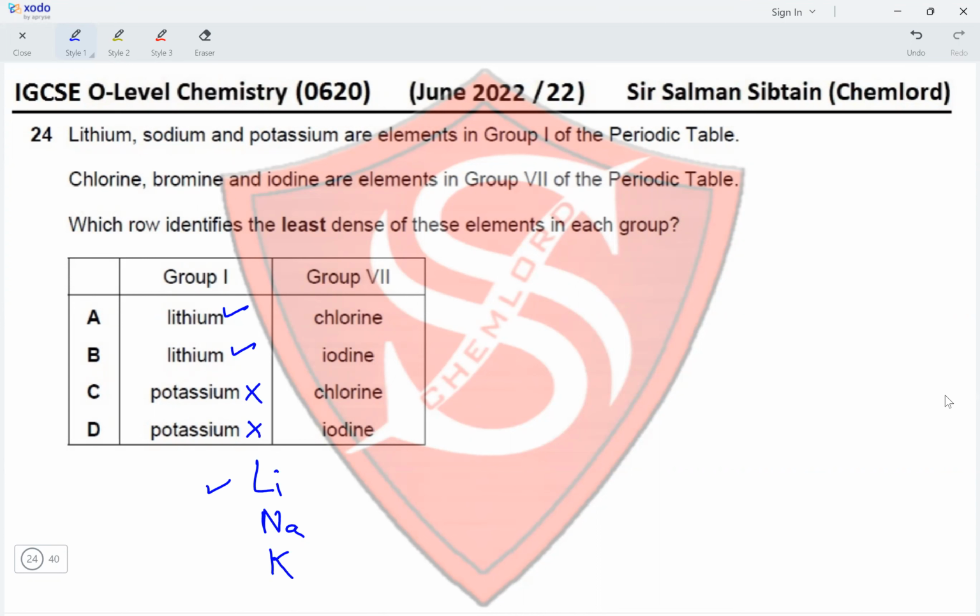And next we've got chlorine, bromine, and iodine. Chlorine is the second element in group 7, bromine is the third, and iodine is the fourth. So the least dense would be the one with the lowest AR, which should be chlorine. Option A has chlorine, option B has iodine, option C has chlorine, and option D has iodine. So options A and B were remaining. Option B having iodine gets eliminated, making option A the correct option for this question.